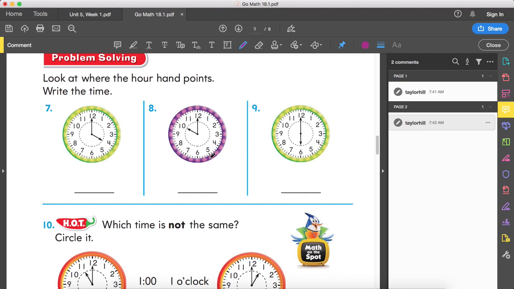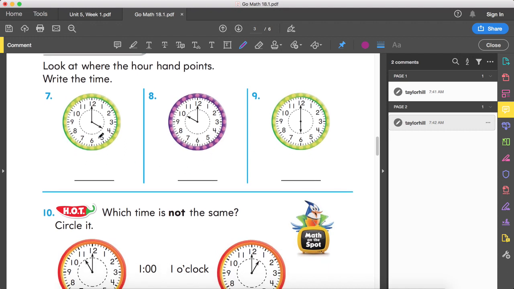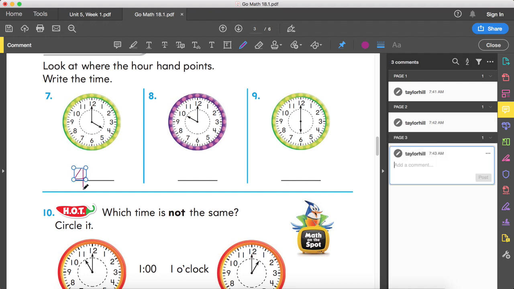Look at where the hour hand points and write the time. Okay, the hour hand is pointing to the 4, the minute hand is pointing to the 12, so that makes it 4 o'clock. Number 8, the minute hand is pointing to the 12, the hour hand is pointing to the 10, so that makes it 10 o'clock.